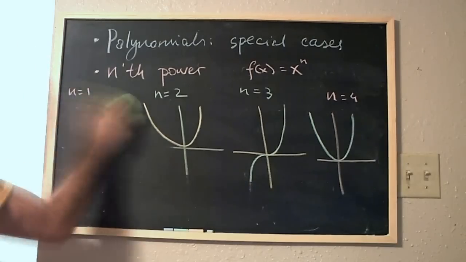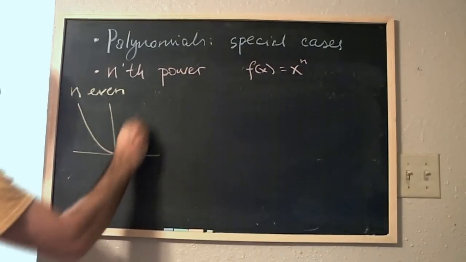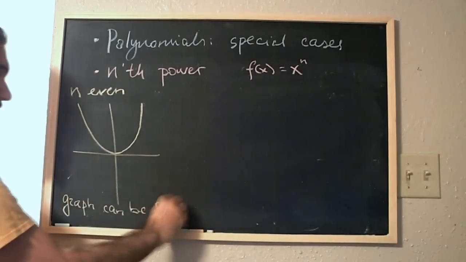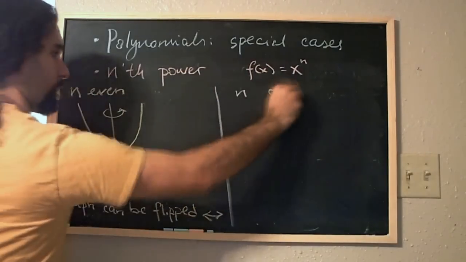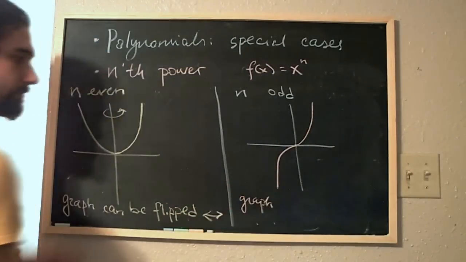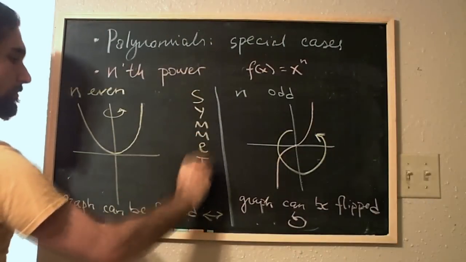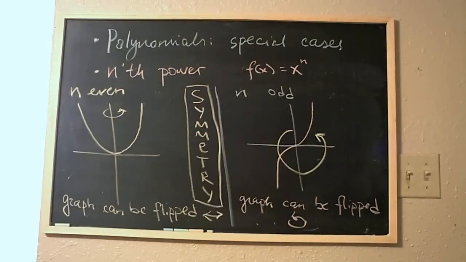The pattern here is the symmetry. When n is even, you can reflect the graph from left to right and it will stay the same. When n is odd, you can rotate the graph by 180 degrees around the origin and it will stay the same. Let's see why this happens.